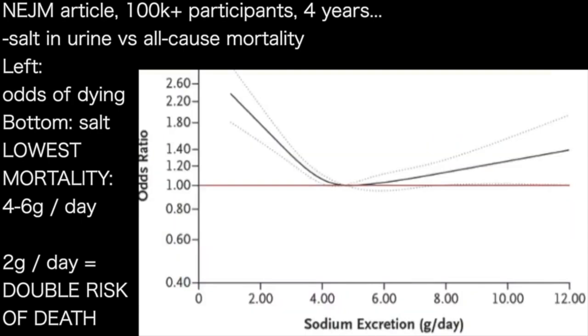So what we can see here is running up the side here, this is your chance of dying from any cause. And on the bottom here, this is how much salt you are excreting in your urine. So we can assume that your salt intake must have been at least that much. And what we see here is that the lowest level of mortality was somewhere between 4 and 6 grams of salt a day. If you had less salt than that, look what happens to your risk of all-cause mortality. If you've got 2 grams of salt a day, that's about double the risk of dying from any cause.